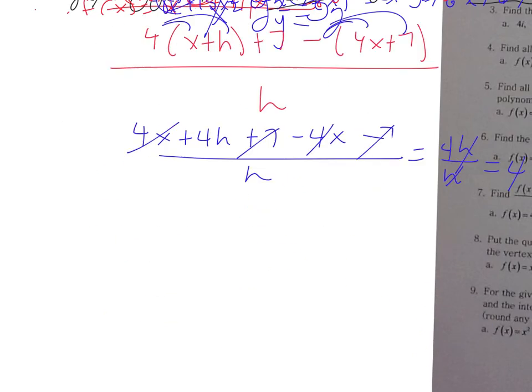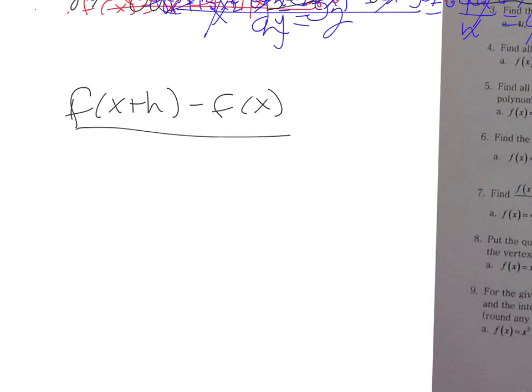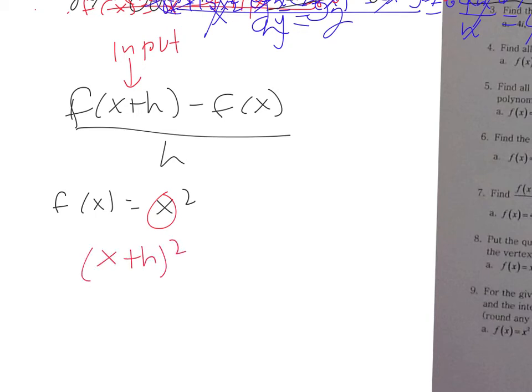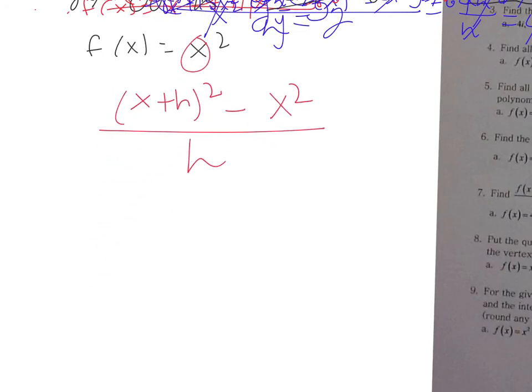All right, let's try 7b. So it's f of x plus h minus f of x over h, and f of x is equal to x squared. This is my input, and I'm inputting it into the x. So it's x plus h squared minus your f of x, which is x squared, over h. Now I need to simplify this.